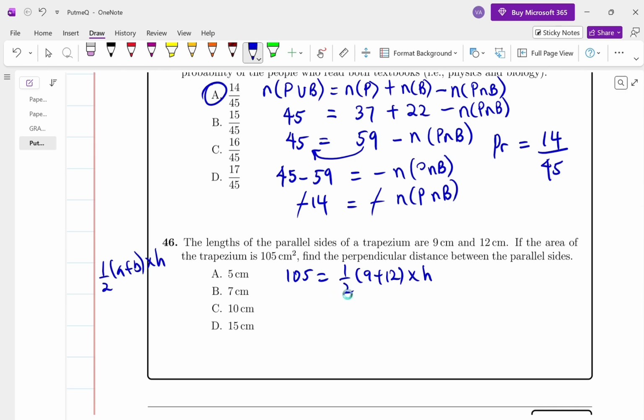Now, since this is 1 over 2, I could decide to times both sides by 2. Or you could even say cross multiply. So what this tells me is I'm going to be having 105 times 2 equal 9 plus 12, which is 21, so that's 21h. Then to get h, I'm going to divide by 21. And when I do that, this should give me 10. So the answer to this becomes 10 centimeters. So that's going to be the answer, and the answer is C.